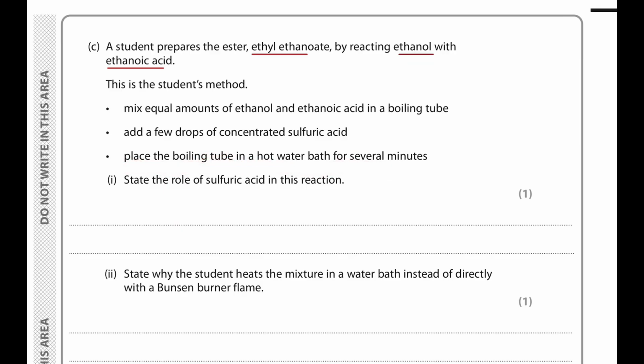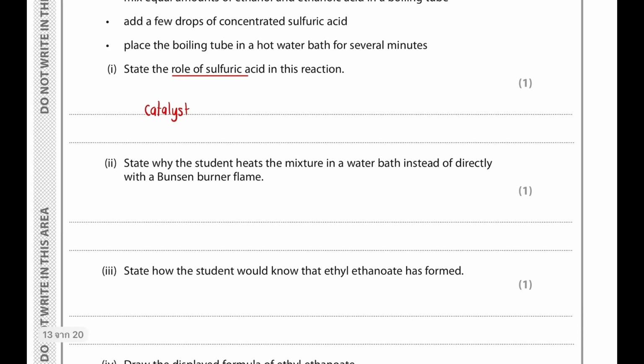State the role of sulfuric acid in this reaction. So it acts as a catalyst. Next, state why the student heats the mixture in a water bath instead of directly with the Bunsen burner. Because ethanol can ignite.